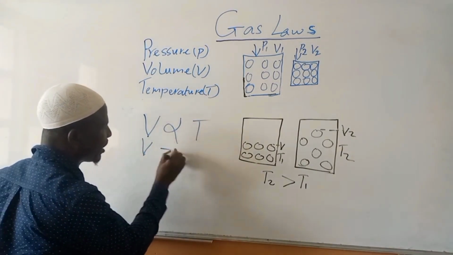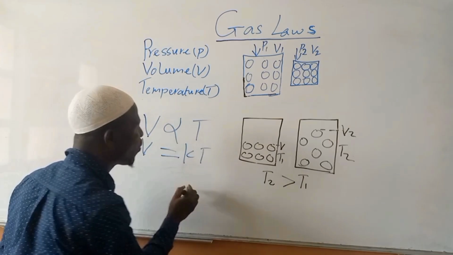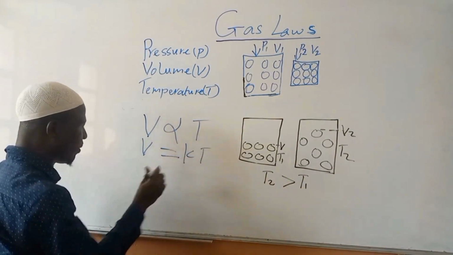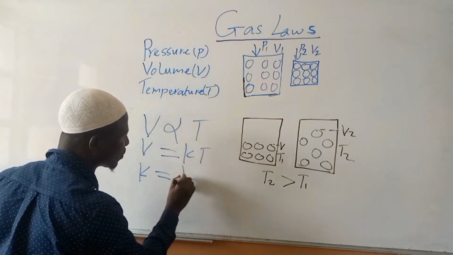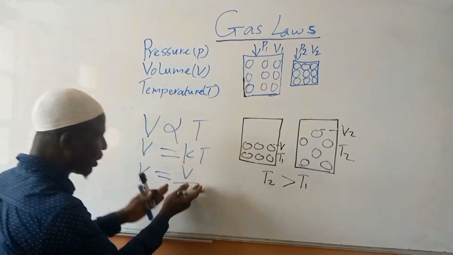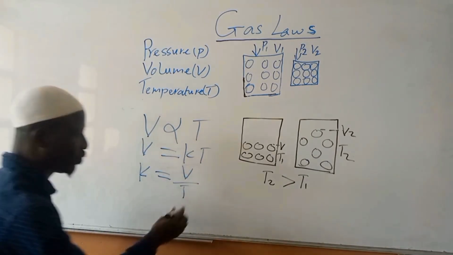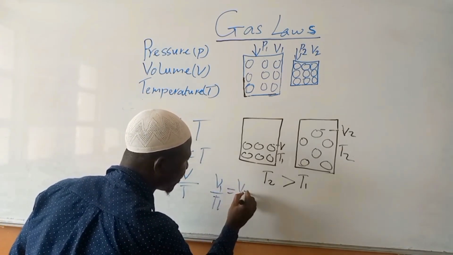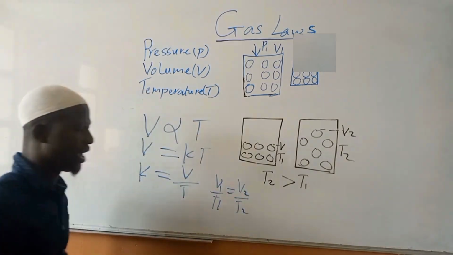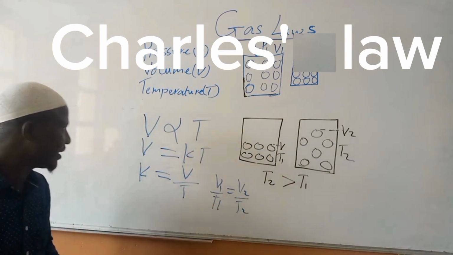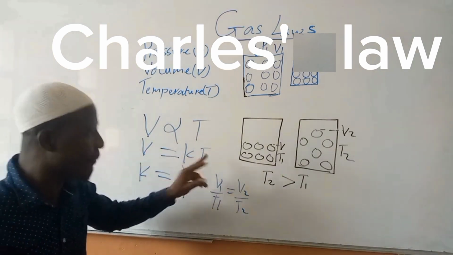Therefore, volume is equal to KT, where K is a constant. Then make K the subject of the formula. We are going to have K is equal to V over T. And like I said before, when you have something like this, you can repeat it. It will give you V1 over T1 is equal to V2 over T2. And this is called Charles law, when you relate volume and temperature together.